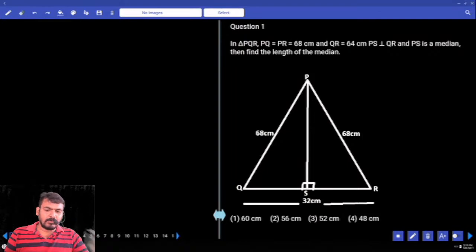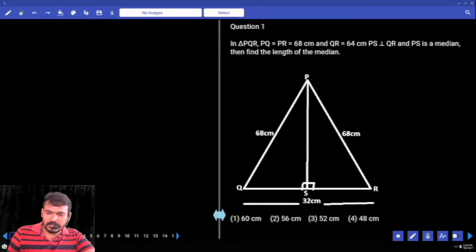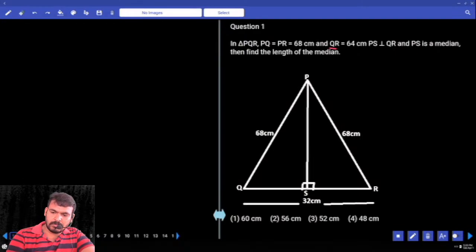In triangle PQR, PQ equal to PR, that is equal to 68, and QR equal to how much? 64. Total QR value 64. PS is perpendicular to QR and PS is a median. What is the question here? Find the length of the median.